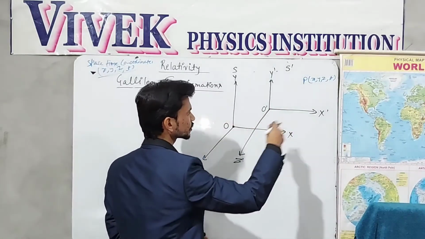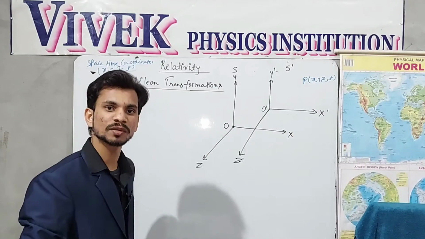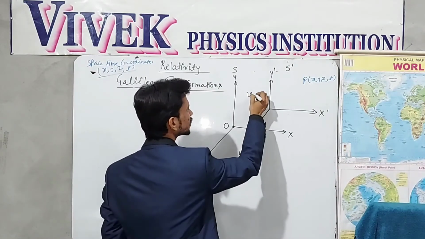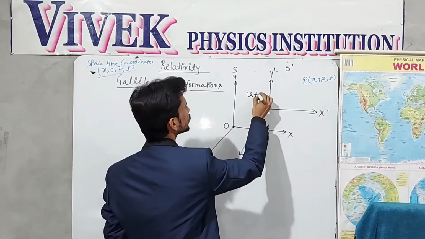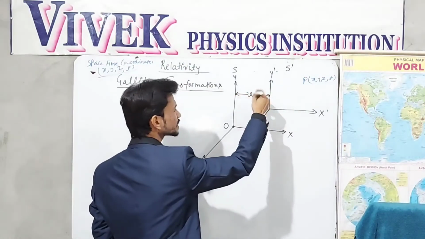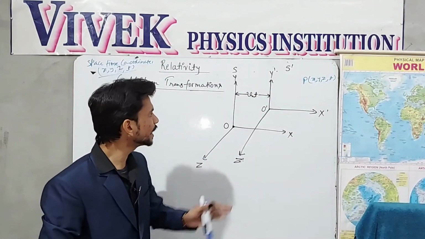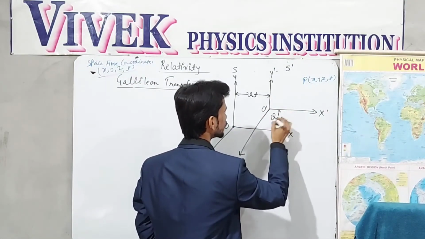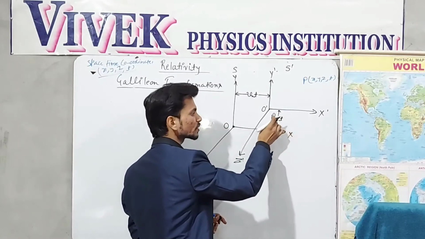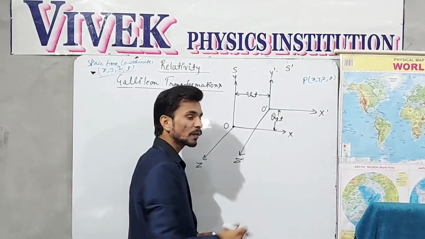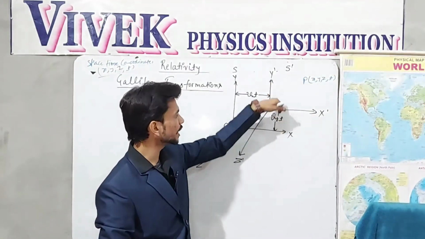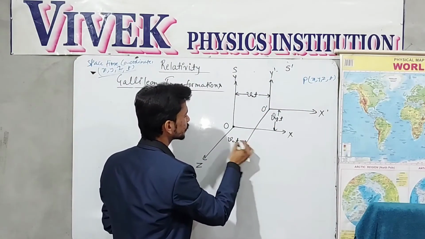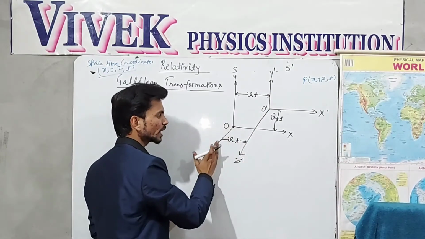It is also moving with a constant velocity v. So the velocity will have a component vx in the x-axis, and if we multiply the velocity by the time, that will give you the displacement. Vx times t is the displacement in the x-axis, and vy times t is the velocity in the y-axis multiplied by time. This will give you the movement of the frame of reference S dash in the y-axis, and vz times t will give you the movement of S dash with respect to S in the z-axis.